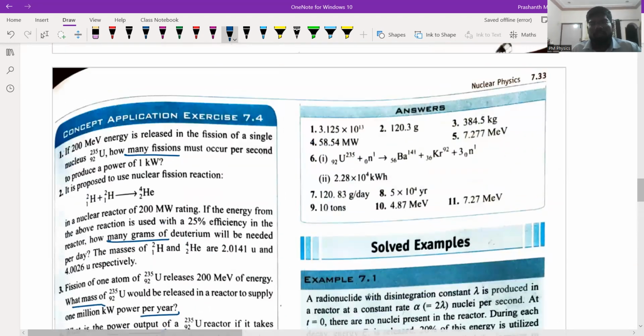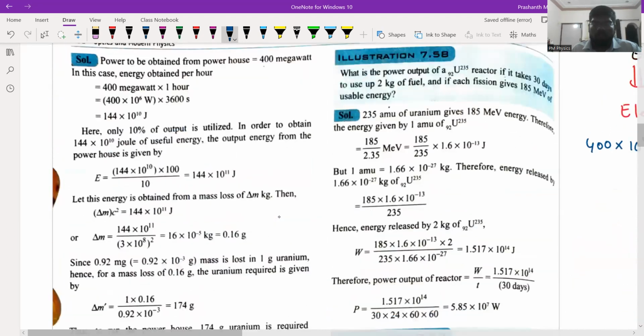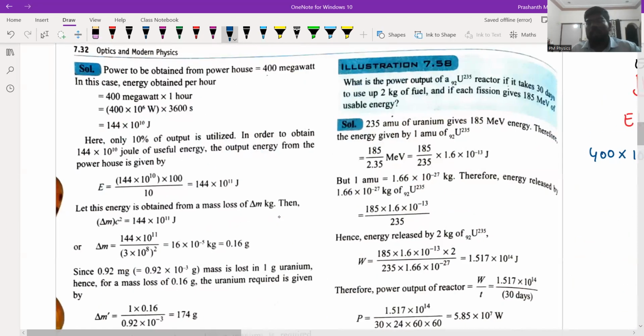So just do these examples once again with some clarity. Then do the remaining questions. Again, don't go for quantity. Just do limited things only. Do it clearly, and then you'll be able to do the things. A good man.